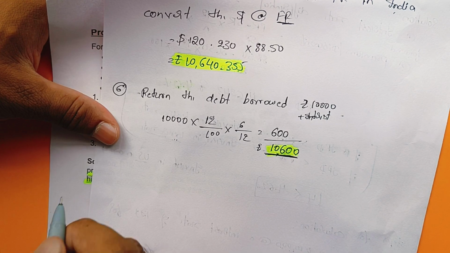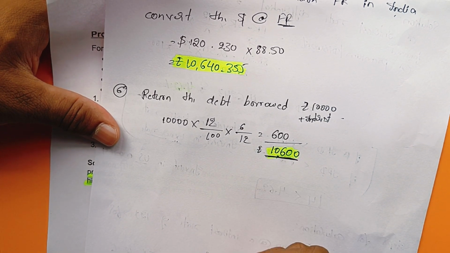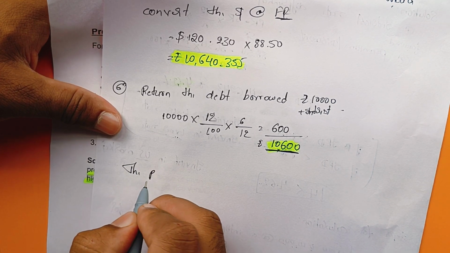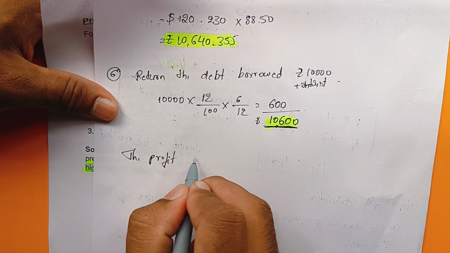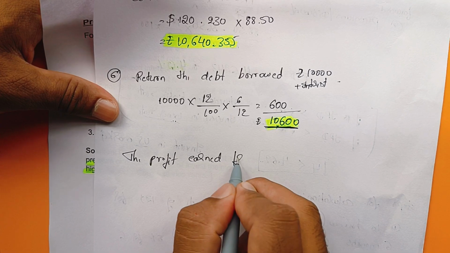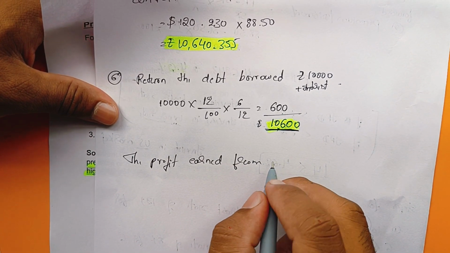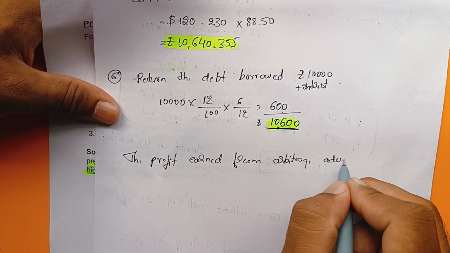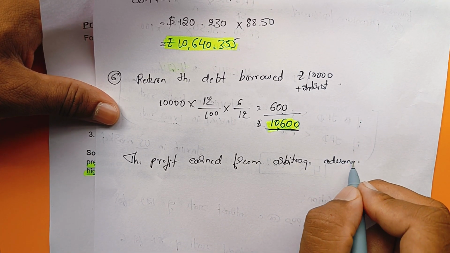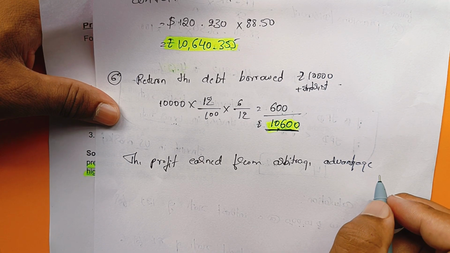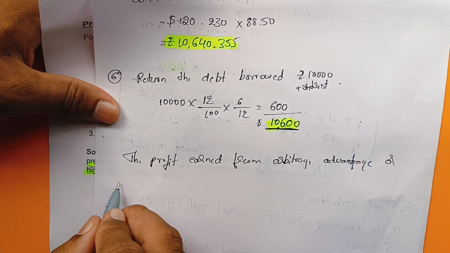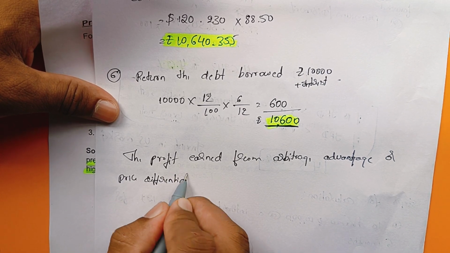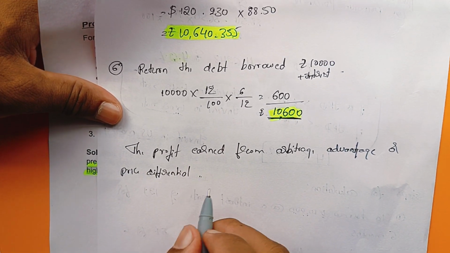Done. Next, after returning 10,600, the last one is the profit earned from arbitrage advantage or price differential. How are you going to conclude?